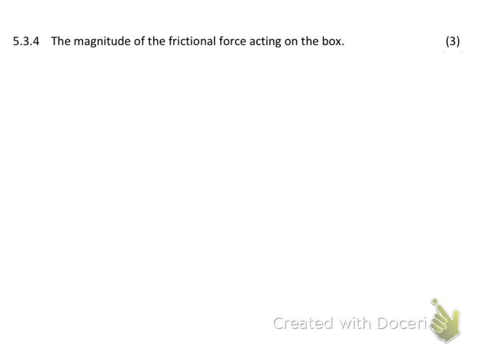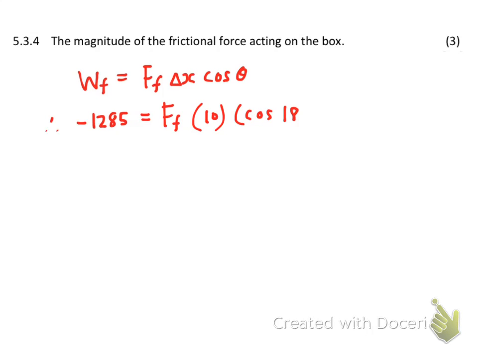And then finally, the magnitude of the frictional force, well, the work done due to friction is equal to F delta x cos theta, where F is the frictional force. We've just worked out the work done is minus 1285, and that equals the force due to friction times delta x, which is 10, times the cos of theta, where theta is the angle between the force and the displacement. Remember, the frictional force acts up the slope, and delta x, the displacement, is down the slope, and so the angle between those is 180, which is where we get that cos of 180 from. And if we solve for the frictional force, then it's 128.5 newtons.